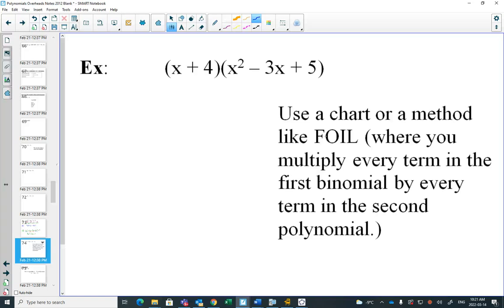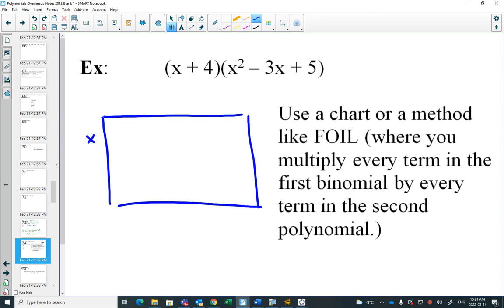I would highly recommend on one like this to use the area idea, create a chart, and on your chart, on this side, you're going to have x plus 4. And on the other side, you have three terms, x squared minus 3x plus 5. And you can split up your area into those parts. Okay?